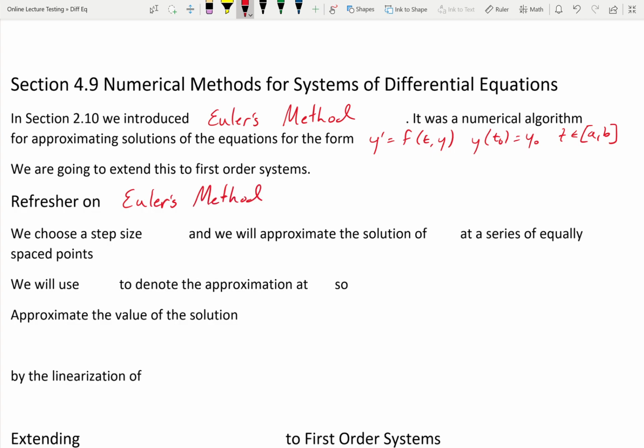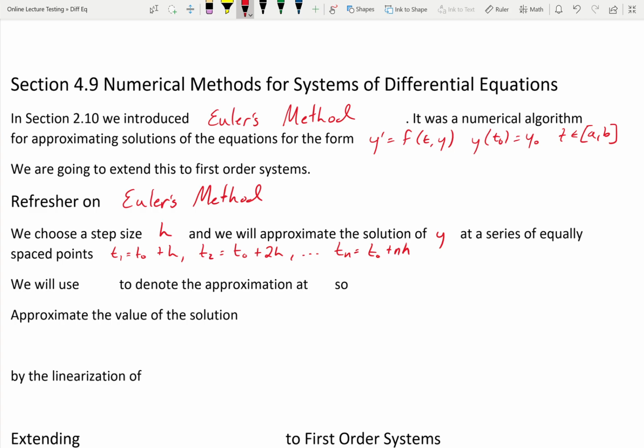Once we're dealing with this particular function, f of t, y, again the scalar version, we choose some step size h, and we approximate the solution of y at a series of equally spaced points. We'll call them t1 is equal to t sub 0 plus h, t sub 2 is equal to t sub 0 plus 2h, and so on up to t sub n is equal to t sub 0 plus nh. Another way to do that is recursively defining this, so t2 is t1 plus h.